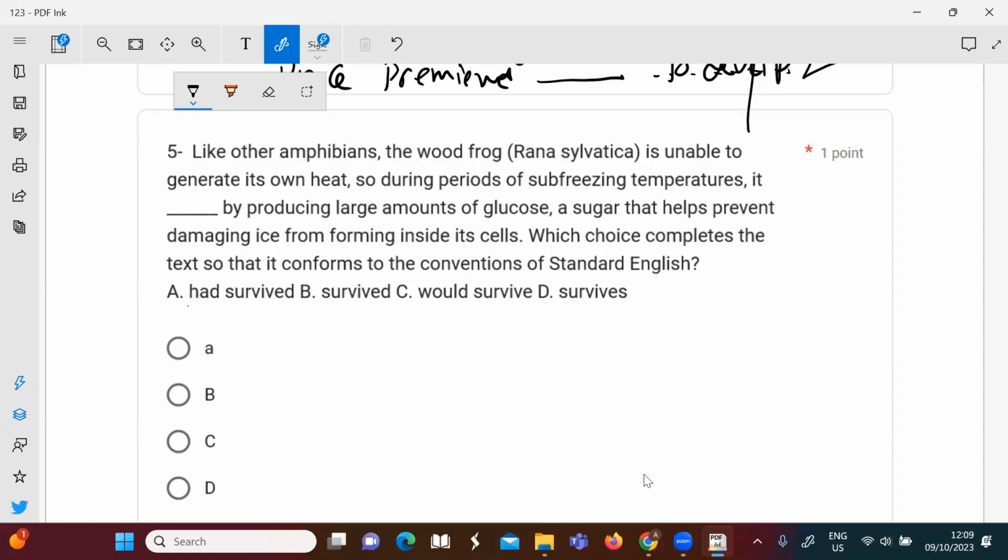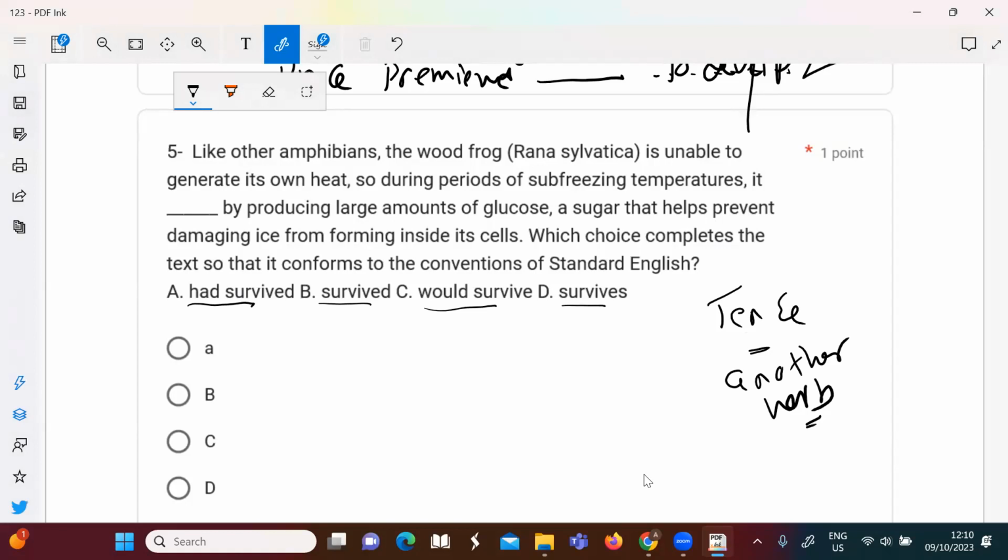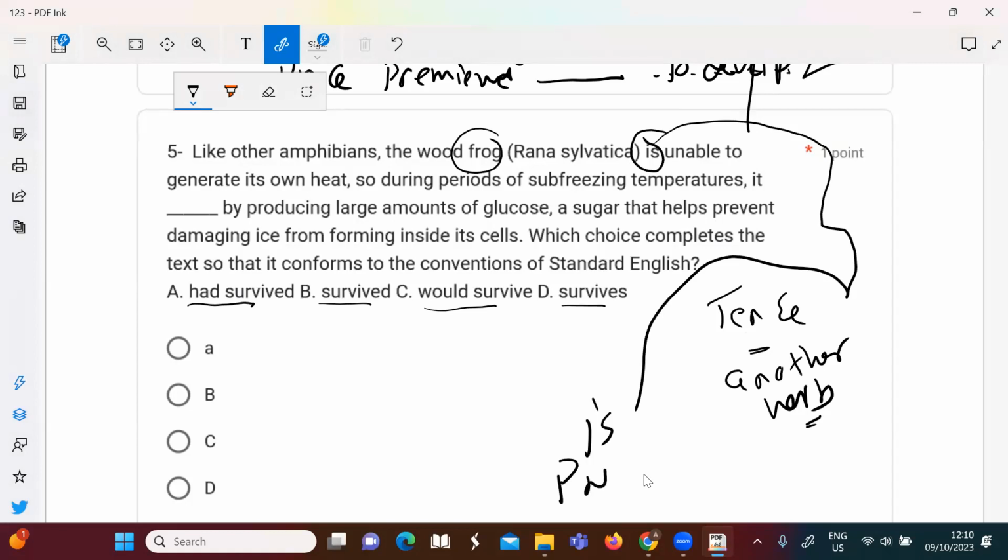Okay, here we have "had survived", which is past perfect, "survived", past simple, a future form, and a present simple. It seems this is a tense question. In this case I have to look for another verb to determine whether this is present or past. "Like other amphibians, the frog is unable..." so "is" is simple present.